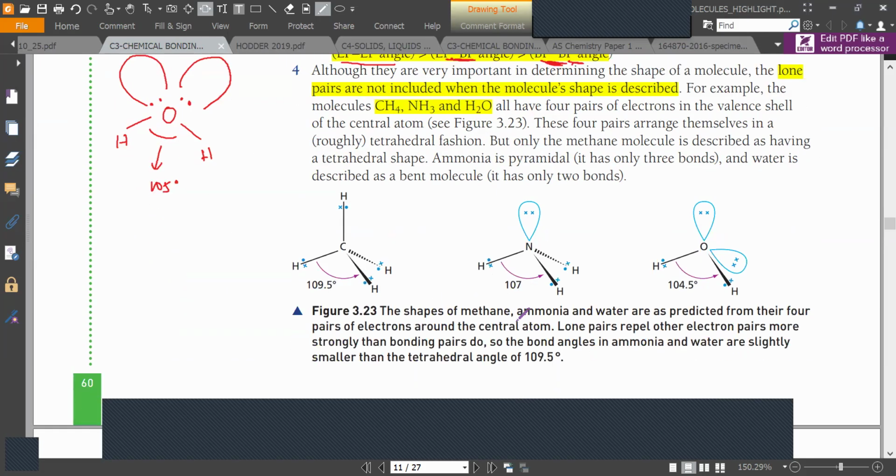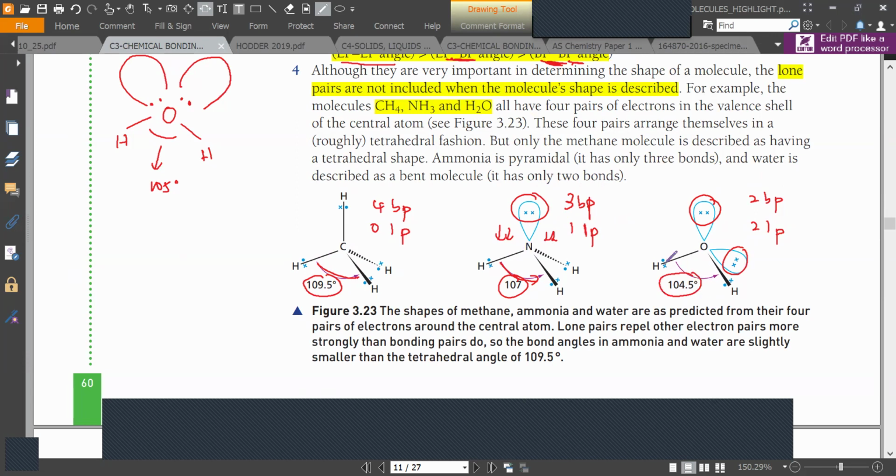So this one is an example here. This one is all bonding pairs: four bonding pairs, zero lone pairs. This one has three bonding pairs and one lone pair. This one has two bonding pairs and two lone pairs. So we can see here this is the normal 109.5. One lone pair compresses these bonds here, so now it turns to 107. When you have two lone pairs, it compresses even more, so now it's around 104.5. So that's the idea.